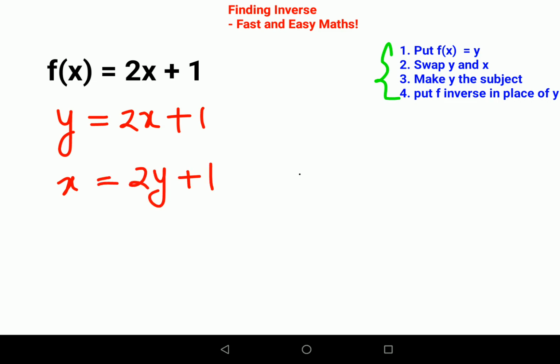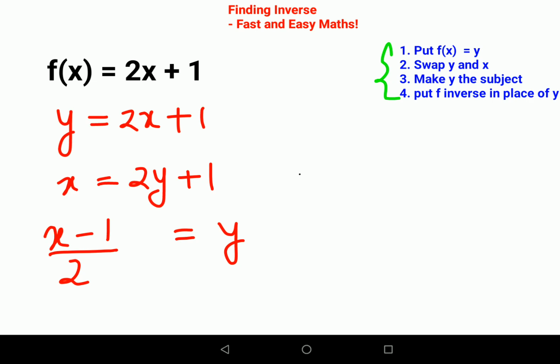Then make y the subject. Now this is interesting because this is the step where a lot of my students make a mistake. Here we need to make sure that on this side of the equal sign you just have a y. So this plus 1 will shift to this side and become minus 1. And it was 2y, so basically 2 was getting multiplied by y, so everywhere we'll divide by 2.